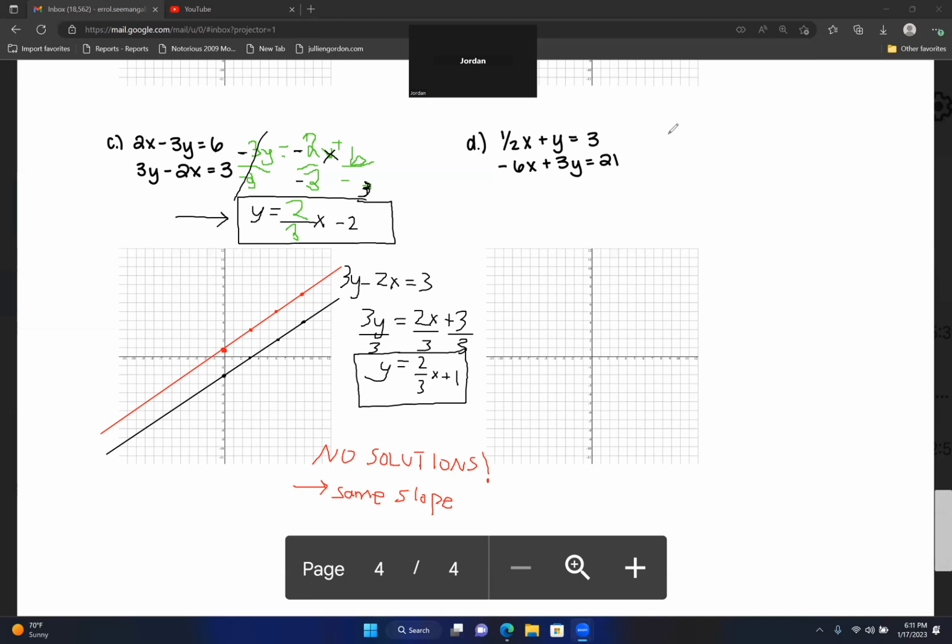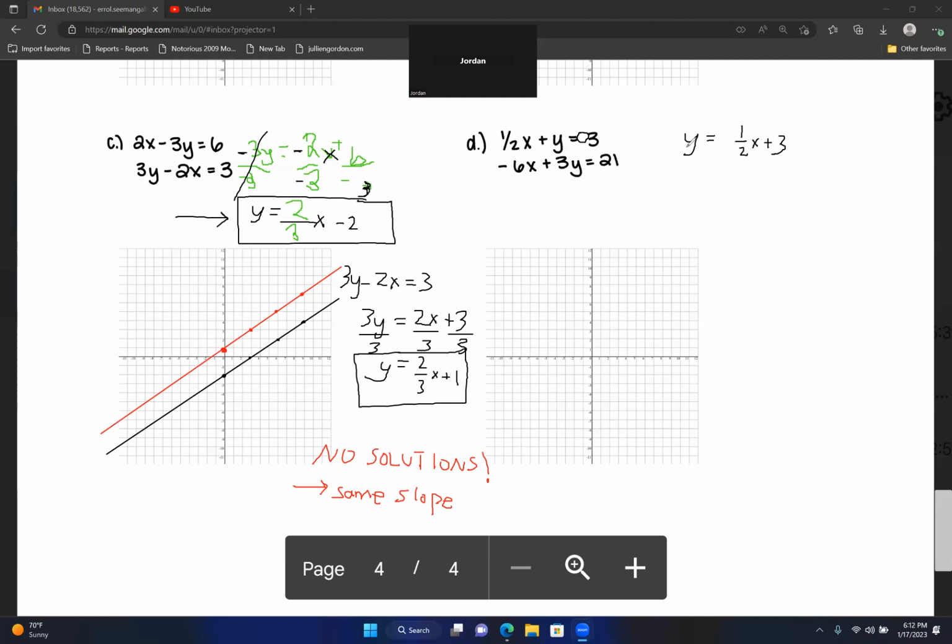What are we going to do with D? How do we solve number 1 for y? Solve the top one for y. Y equals what? Y equals half x, plus 3 or minus 3? Plus 3. Okay, see the sign right here? What's the sign right here? Positive. So that's why this is positive.